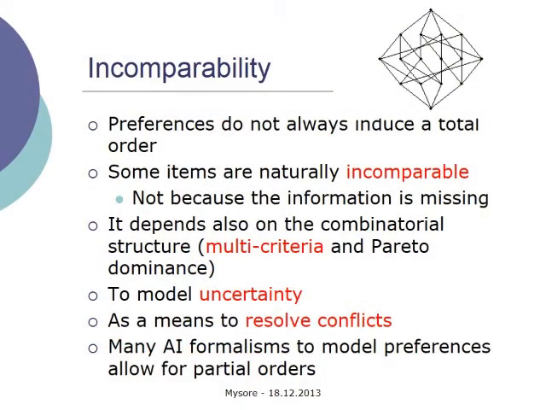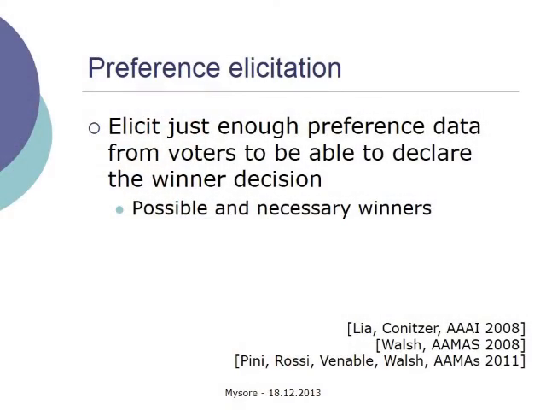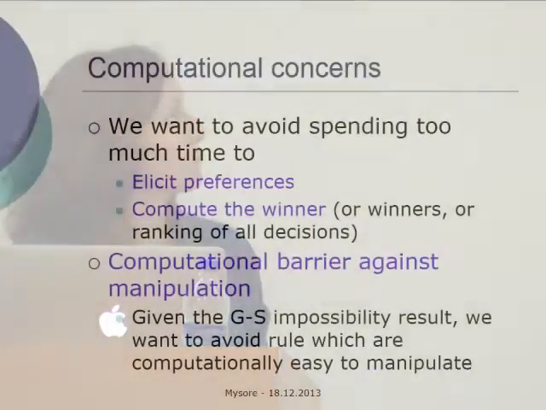As I said, you also have to deal with incomparability, but let's not go into that, and uncertainty and vagueness in preferences. So you have to deal with the fact that some preferences are missing. Either you elicit some of the missing preferences from the agents, asking them questions, comparison questions for example, until you have enough preference data to declare the winner, or you learn some of these missing preferences in some other way. Machine learning people have been working here on preference elicitation.